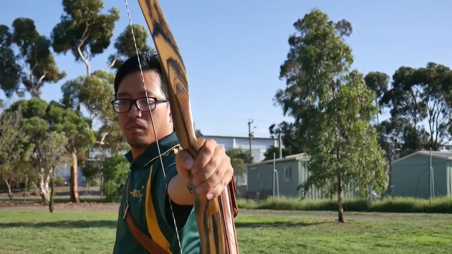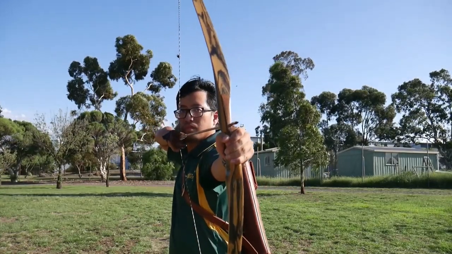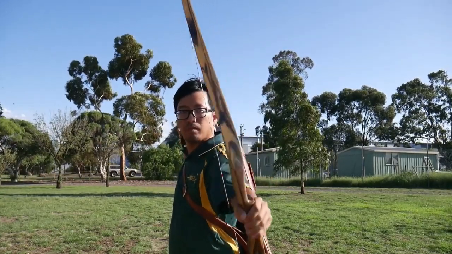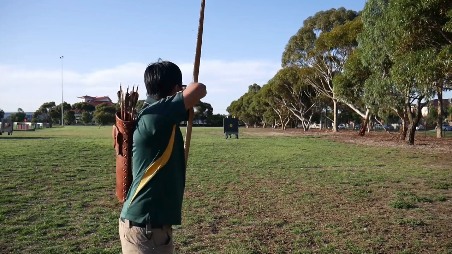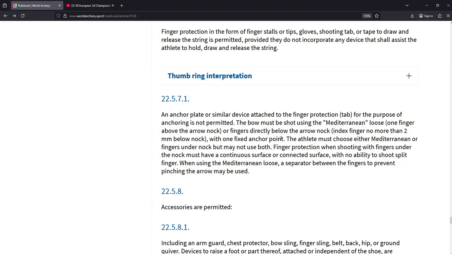Therefore, you cannot thumb draw in the Longbow Division. I believe you can thumb draw in the trad division as long as you don't use the thumb ring, but in this division you cannot thumb draw and you can't use the thumb ring. It's specifically the Western European longbow tradition.